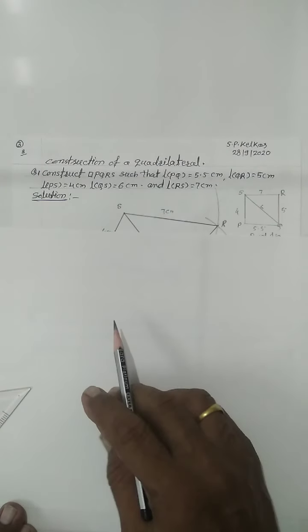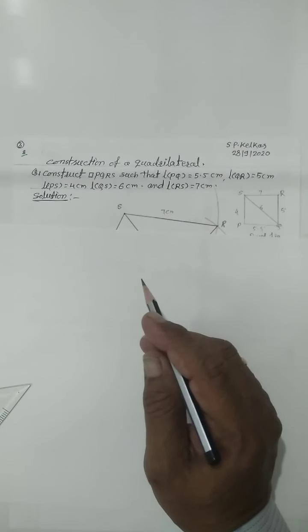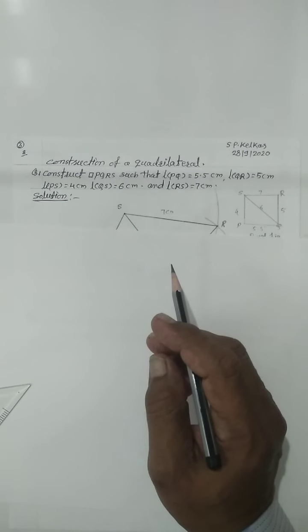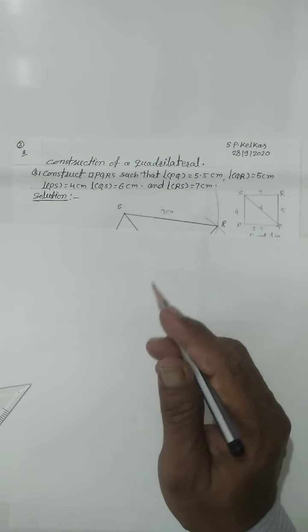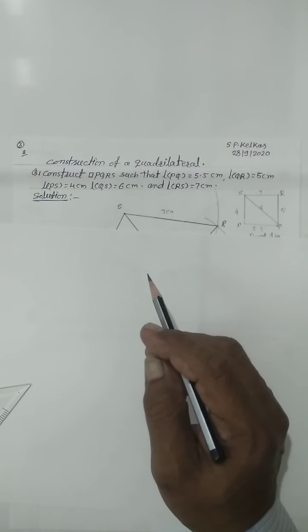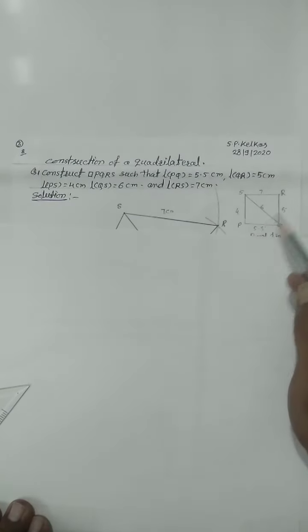From these 10 elements, a quadrilateral can be constructed if the measure of some specific 5 elements is given. Out of these 10, some 5 specific elements are given, then we construct the quadrilateral.